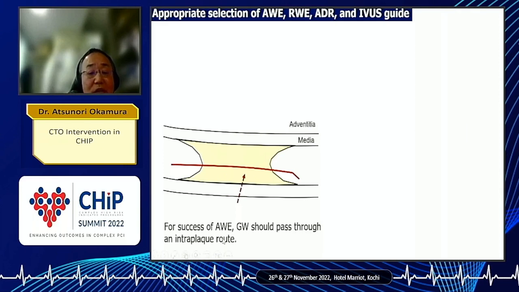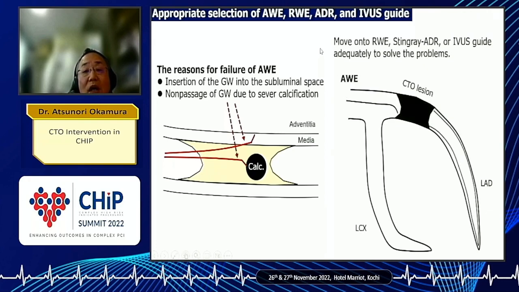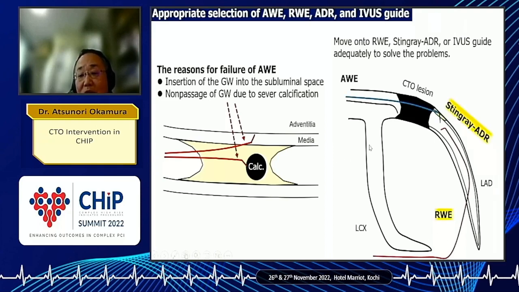For a successful antegrade approach, the guide wire should pass through the plaque route. But if there is calcification, the guide wire cannot pass through this region. Or if the guide wire gets into the subintimal space, this is also a failure reason. So you have to move on to the retrograde approach, Stingray ADR, or IVUS-guided wiring to solve these problems adequately.